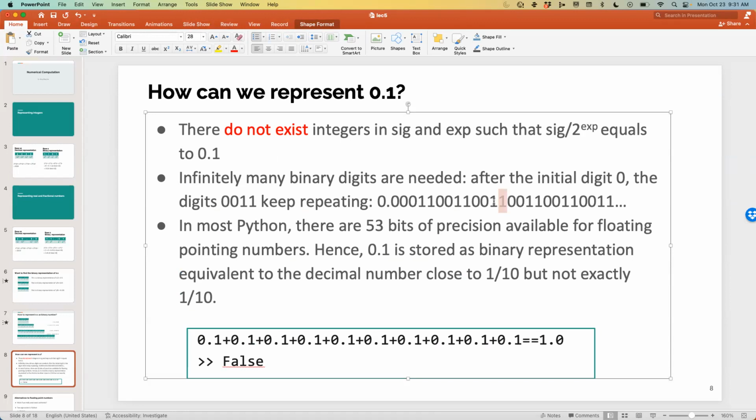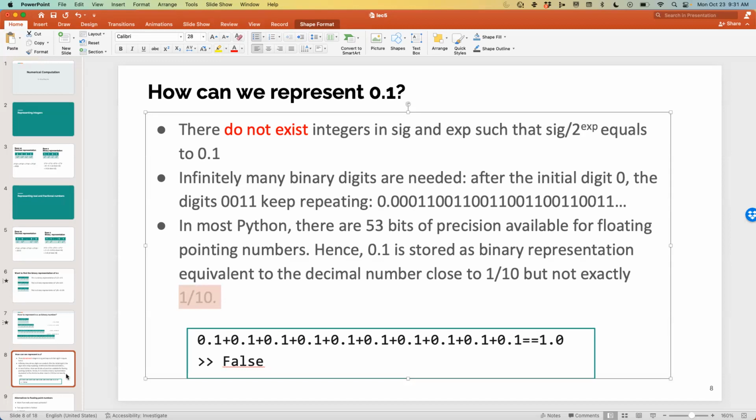Okay, so in most Pythons, there are 53 bits of precision available for floating point numbers. Okay, so 0.1 we store as binary representation. It is precise up to 53 bits. So each one of these is a bit. Okay, so it will represent it as 53 bits of this pattern here. Okay, so what it represents is a number that is very close to 0.1, but not exactly 0.1 itself.